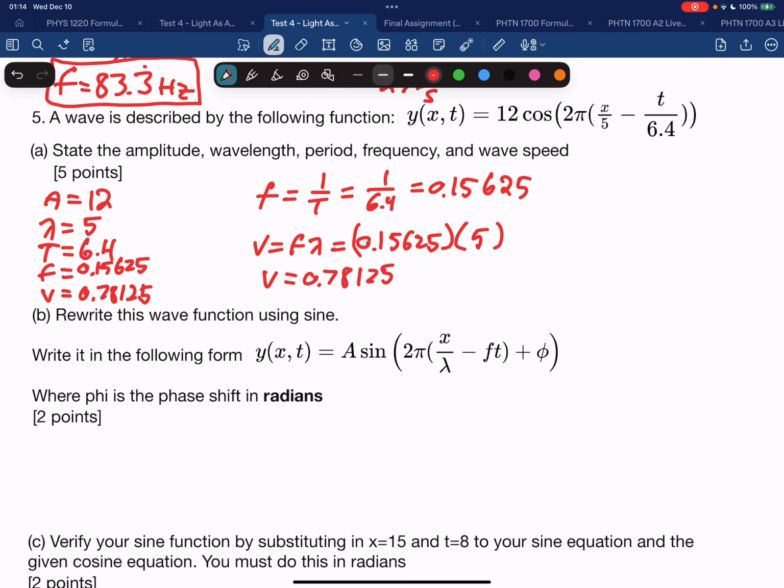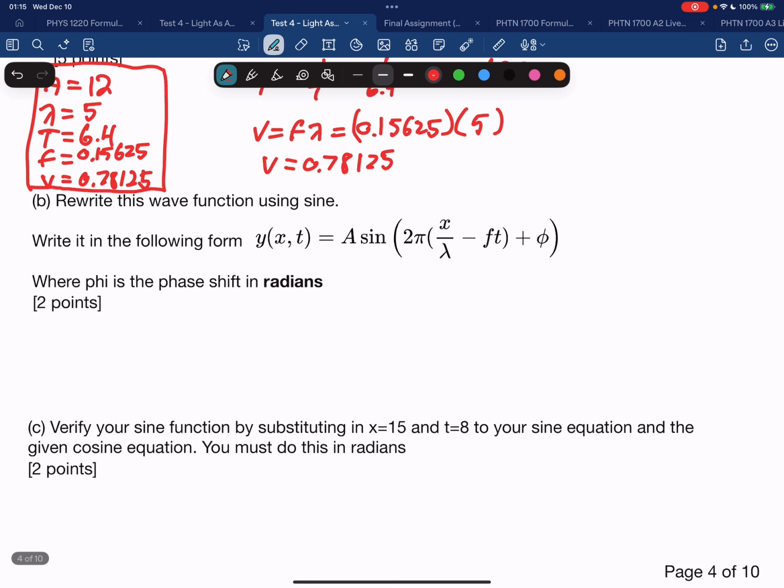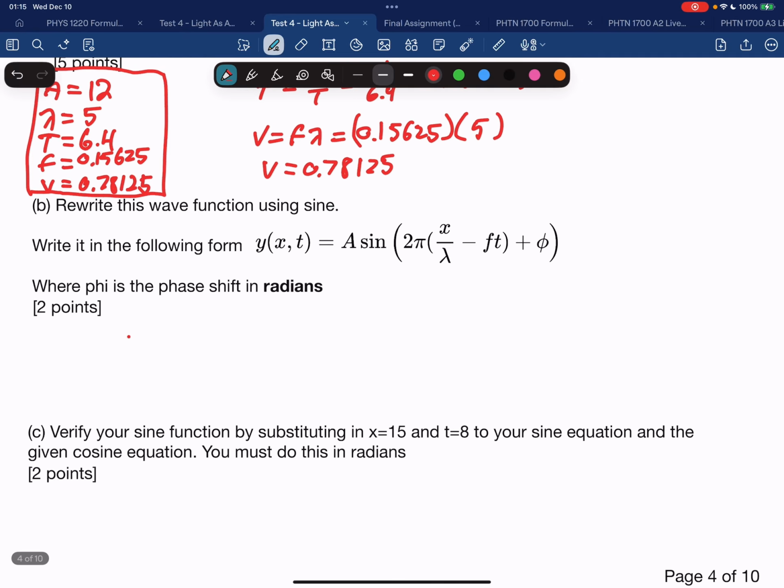78125. There we go. And so that was everything for part A here. B, rewrite this wave function using sine. So let's go ahead and do it. Specifically, we wanted it written in this form here. And we have phi, a phase shift in radians that we need to account for as well.